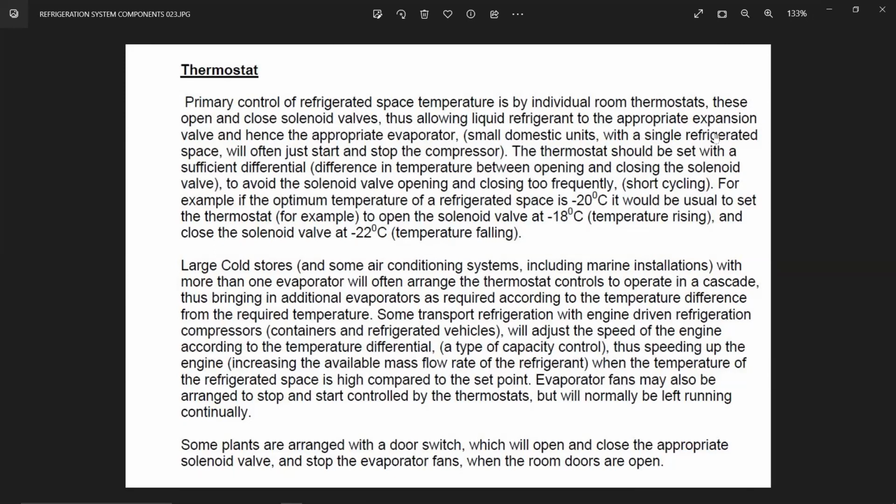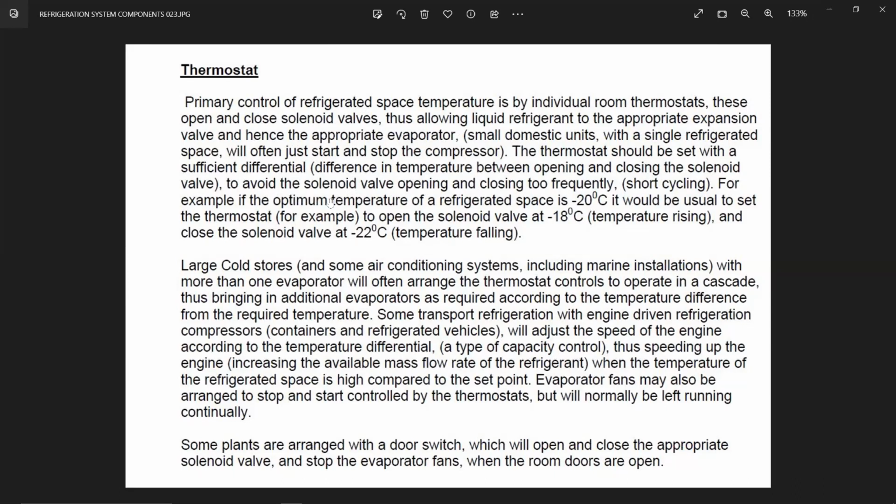Small domestic units with a single refrigerated space will often start and stop the compressor. The thermostat should be set with a sufficient differential, a difference in the temperature between the opening and closing of the solenoid valve, to avoid the solenoid valve opening and closing too frequently. Means you don't want it to short cycle. मतलब वरना आपका जो setting गलत है.